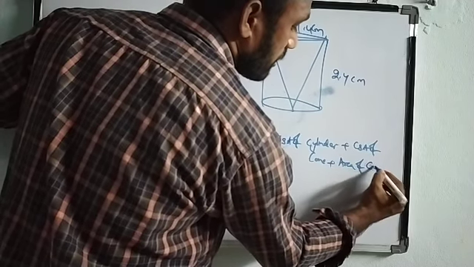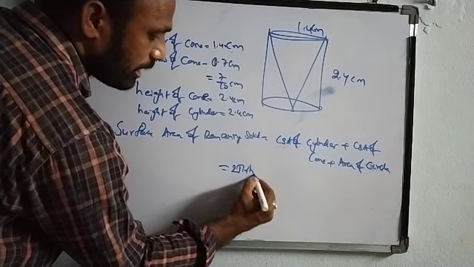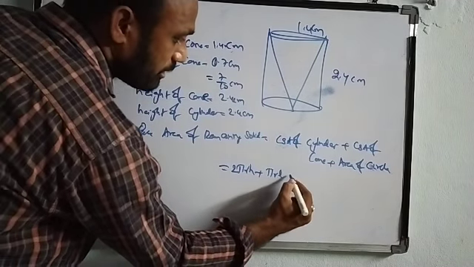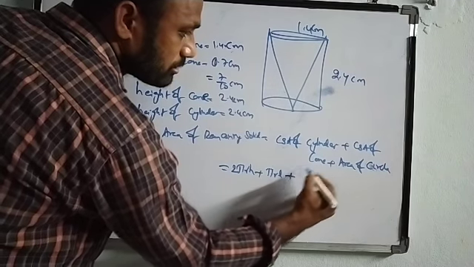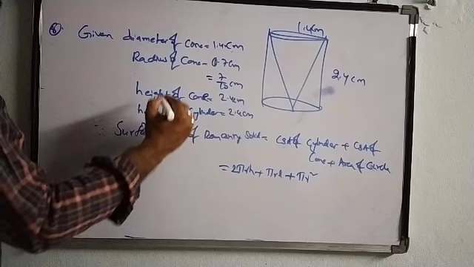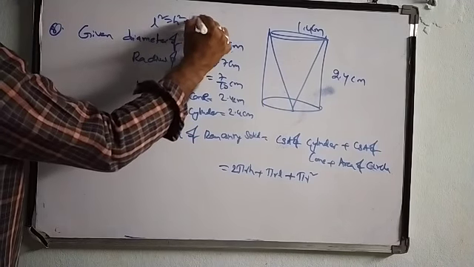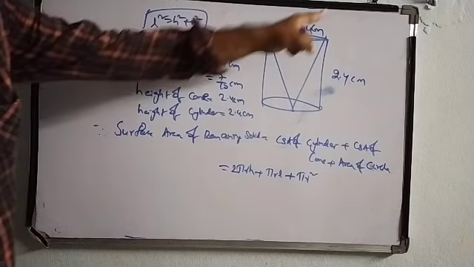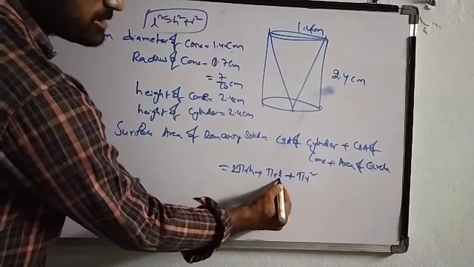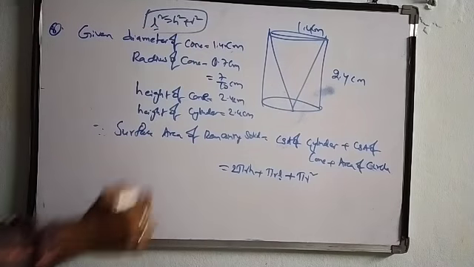Here the base is a circle, area of circle. So 2 pi RH plus pi RL plus pi R square. So here we have to use the formula L square is equal to H square plus R square, since we require the slant height of the cone in this case. Height is there and radius is there, so we can get L.